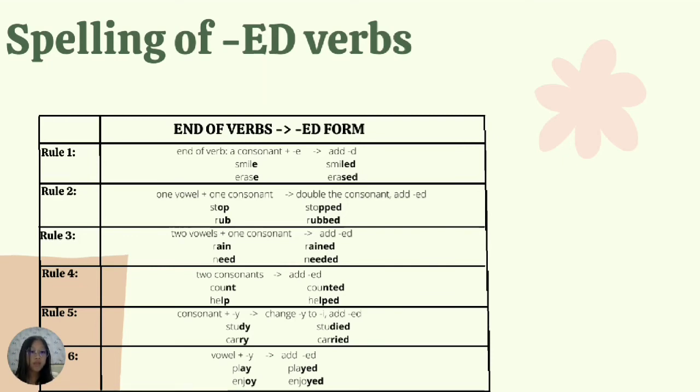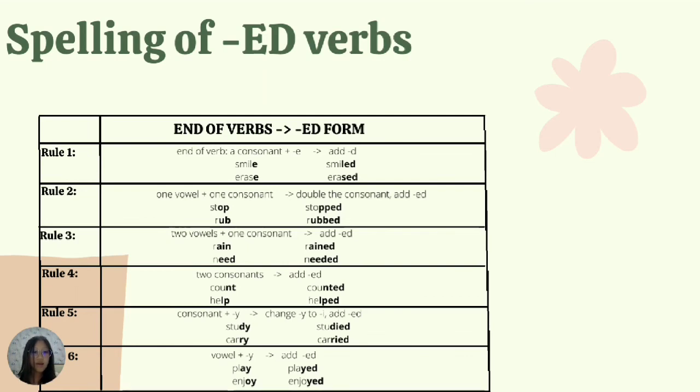Rule number 3: two vowels plus one consonant, like rain and need. Then you need to add ed, which becomes rained and needed. Rule number 4: two consonants, like count and help, and you need to add ed, and then the words become counted and helped. Rule number 5: consonant plus y, like study and carry, and you need to change the y to i and add ed. So study becomes studied, carry becomes carried.